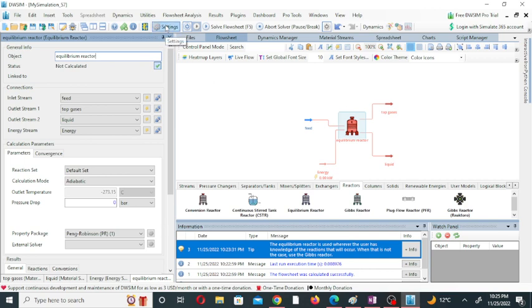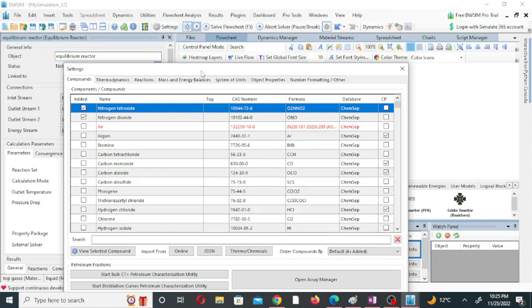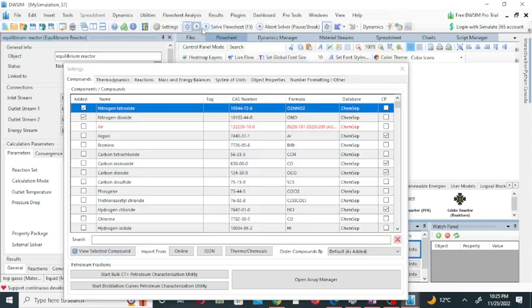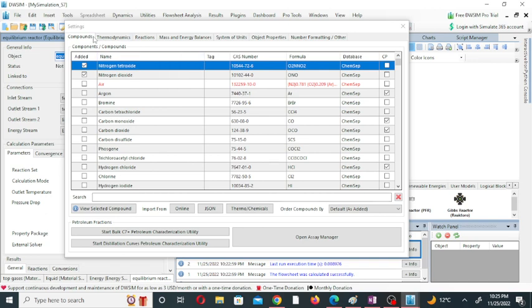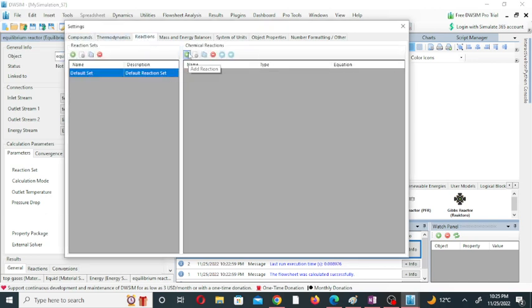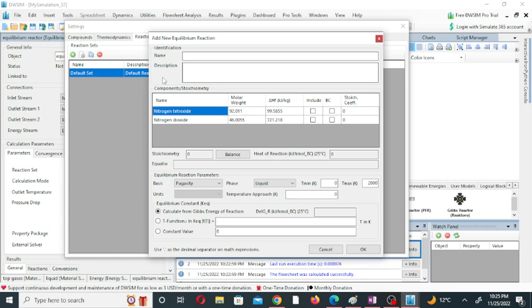So I will go to settings. Click on settings, and this window will open. This is the thermodynamic reaction. Click on reaction and go to chemical reaction. Click on this one. This is the equilibrium reaction. So click on equilibrium and add the reaction.